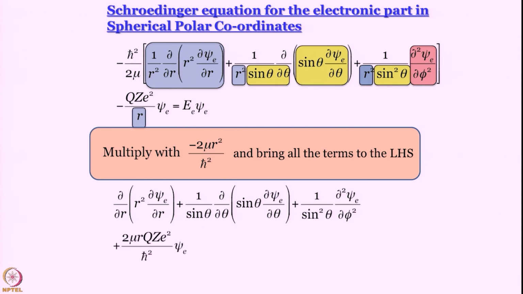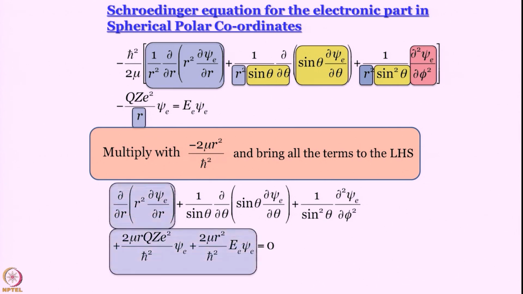And since you have brought whatever was on the right hand side to the left hand side, the last term that you get is 2 mu r square by h cross square. What is q? We had defined q to take care of all these constants, 1 by 4 pi epsilon 0 and all that. So that will be plus 2 mu r square by h cross square E psi e, that is going to be equal to 0. Okay. So this second last term is the potential energy term, the last term is what was there on the right hand side. Alright. Now these are in terms of only r except for the wave function.